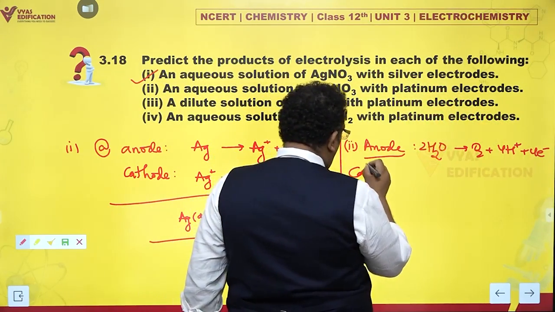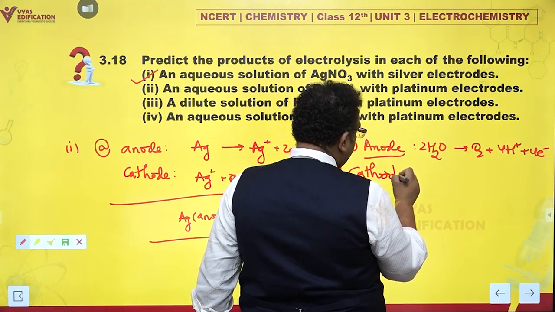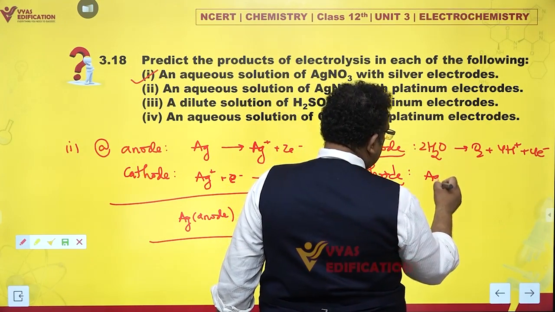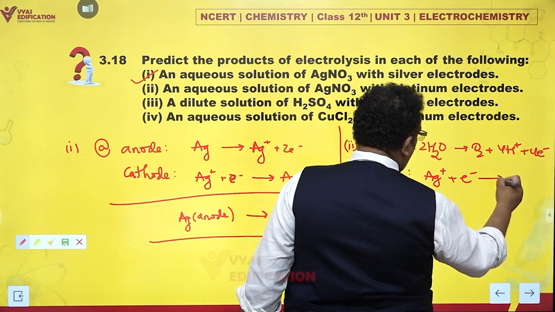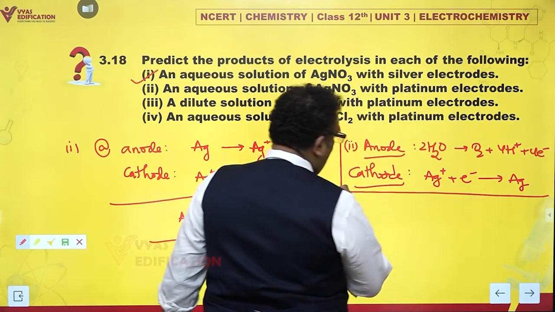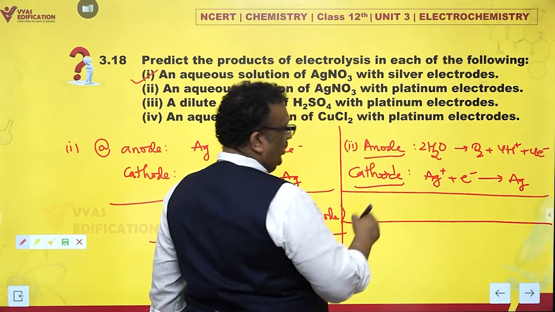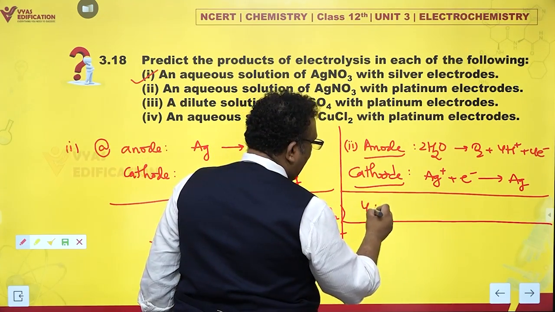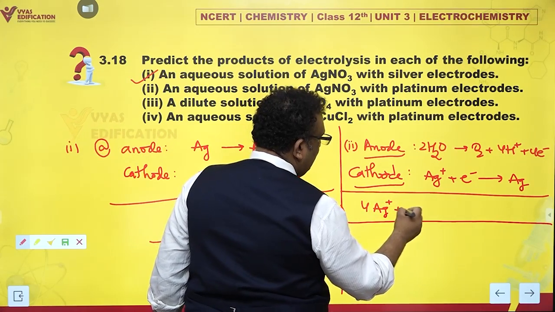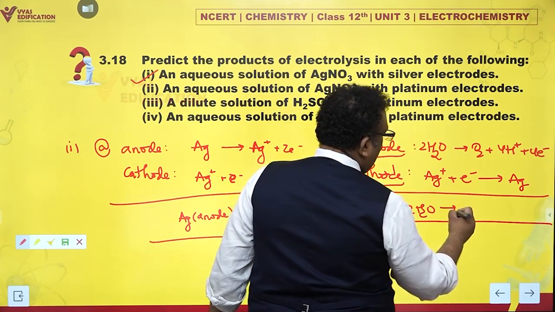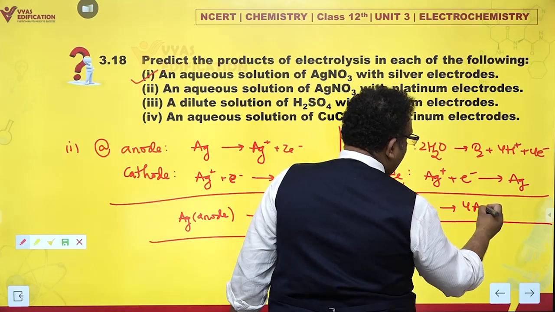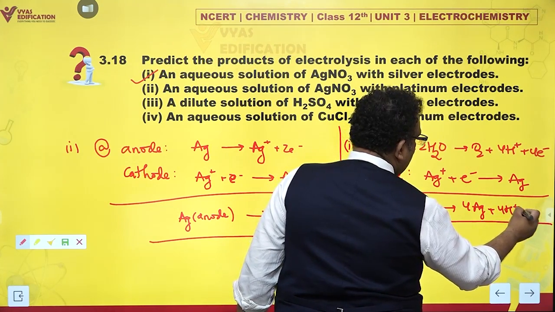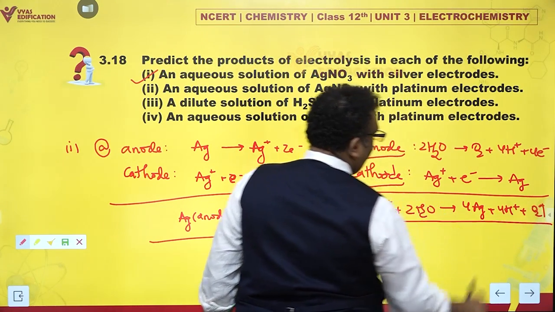And what happens at the cathode? Well, at the cathode, you have Ag plus ions shamelessly eating away electrons to give you silver. If you add, what do you get? Multiply by 4 in the cathode reaction and add, you get 4 Ag plus, 2H2O, giving you 4 Ag, 4 H plus, and O2, like this.